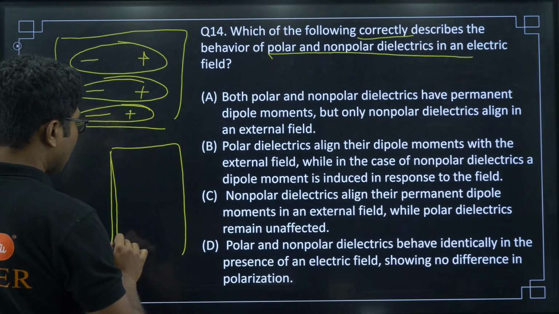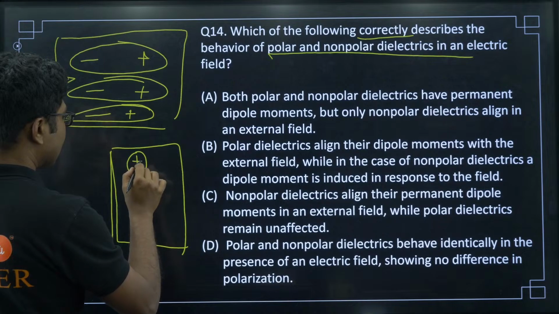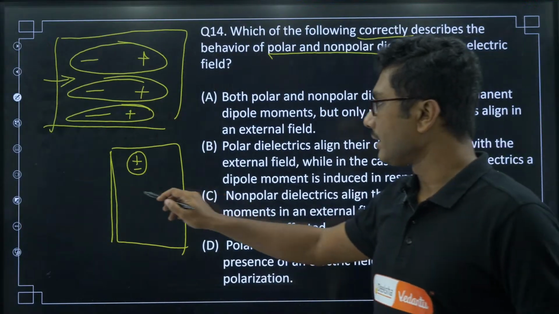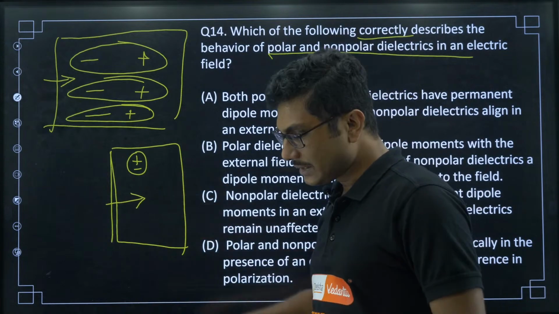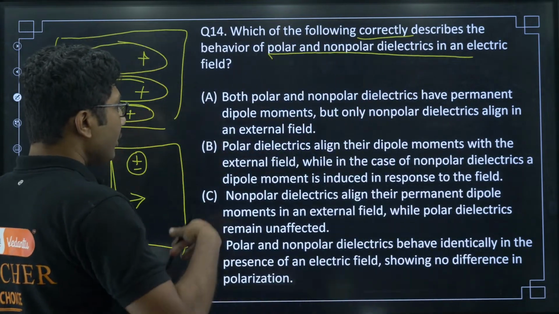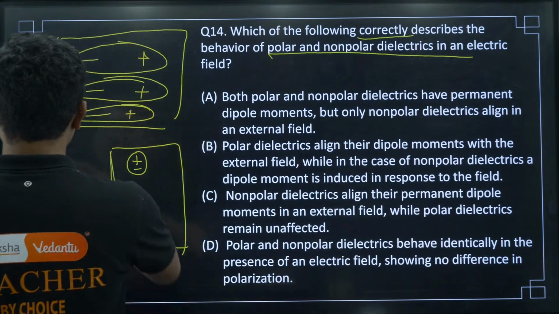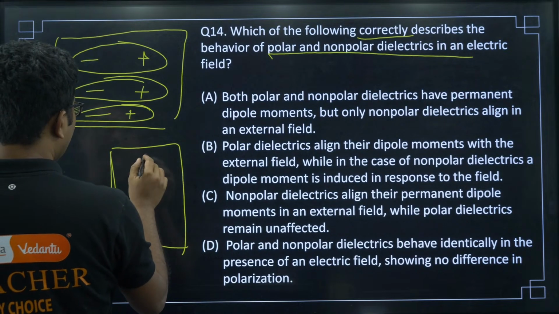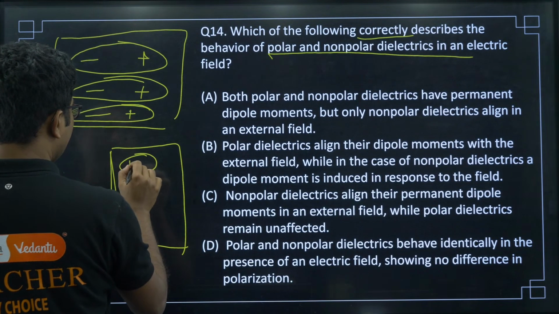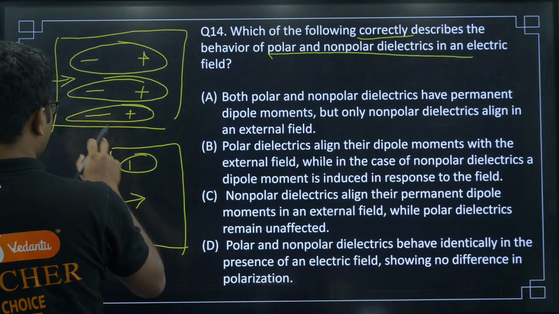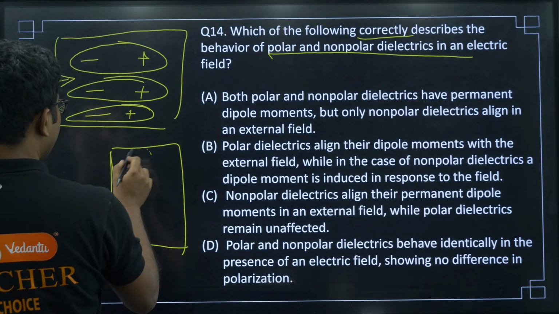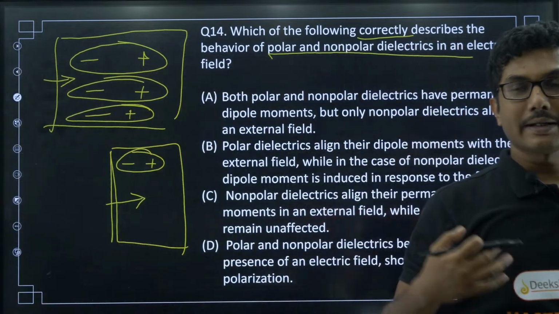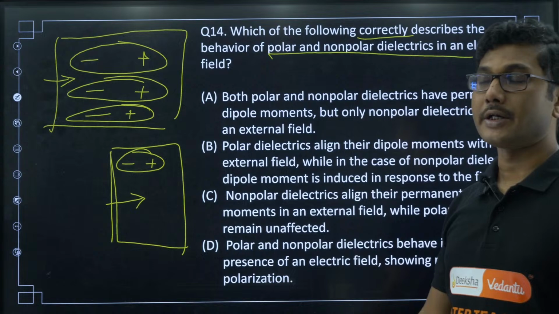Whereas if you consider non-polar, by default they are like this, plus and minus centers coincide. When you apply an external electric field, what happens? Now, their centers get separated. So, in response to the external electric field, they get separated and you get this separation. In general they do not have any dipole moment, but they give a response based on the external electric field.